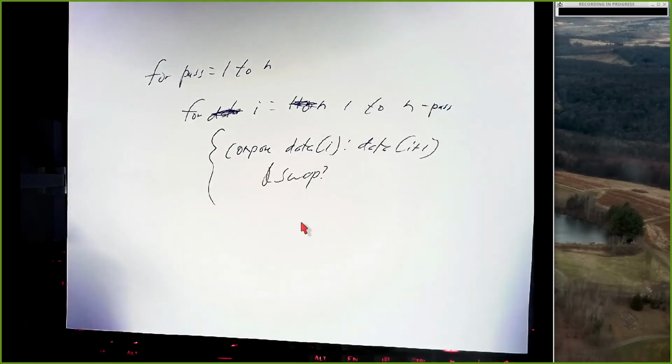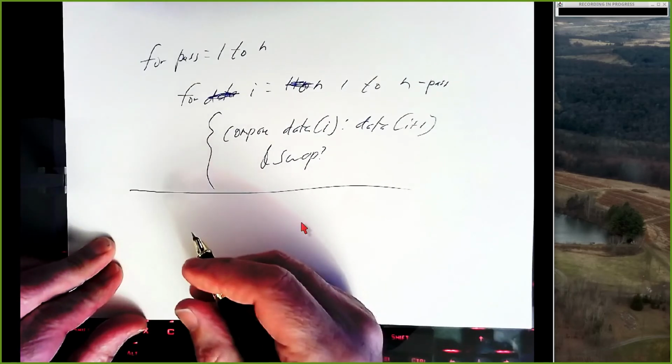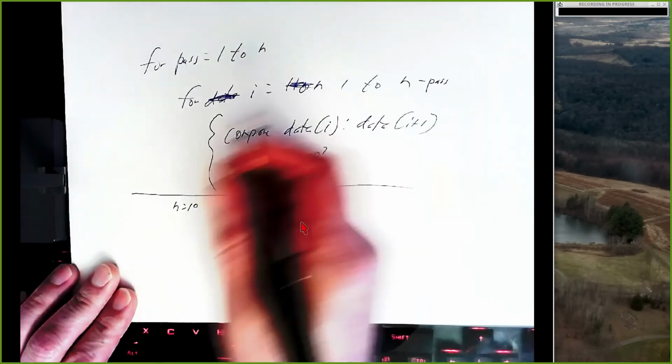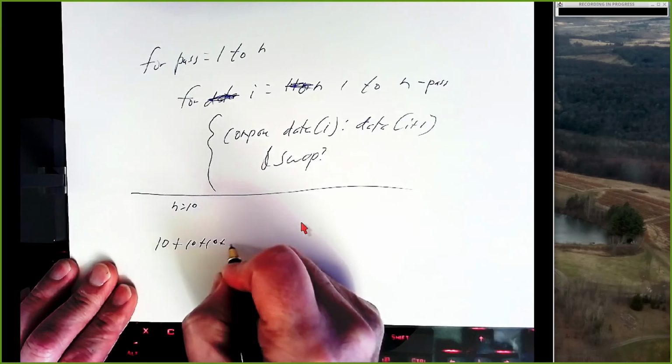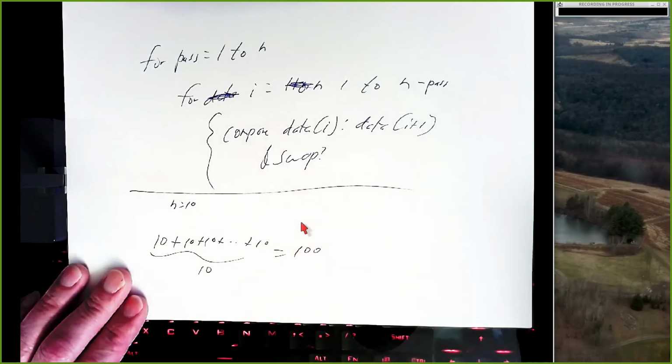And if you run through the math, if I just do n passes, let's say there's 10 pieces of data, so n equals 10. Well, if I do 10 comparisons inside each pass, and I do a total of 10 passes, that's going to be 100.